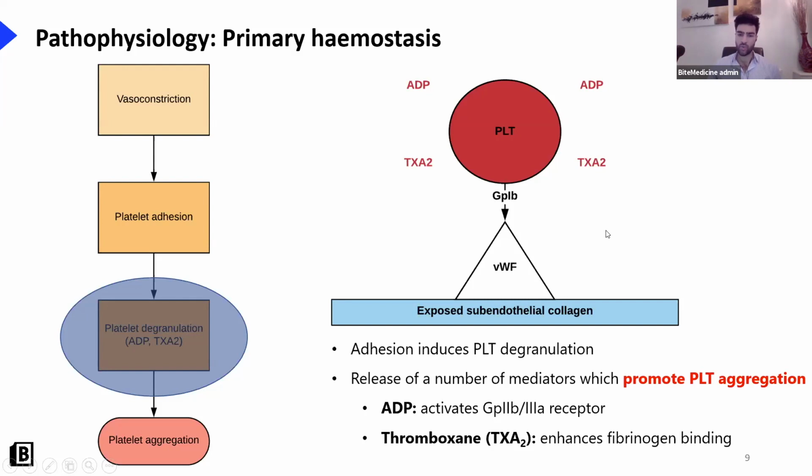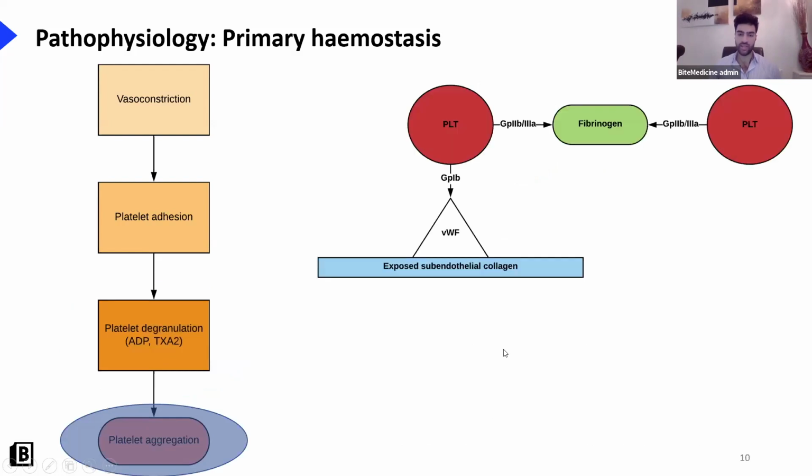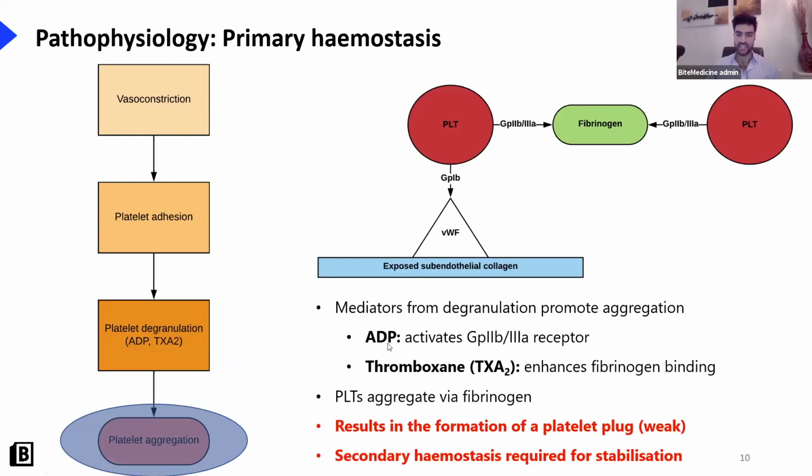So what does this all actually mean? Well, if we look at the platelet aggregation stage, remember we said ADP activates this GP2B3A receptor, and that's here. That receptor binds fibrinogen, and through the platelets binding fibrinogen, they become stuck together. They aggregate, they clump together.